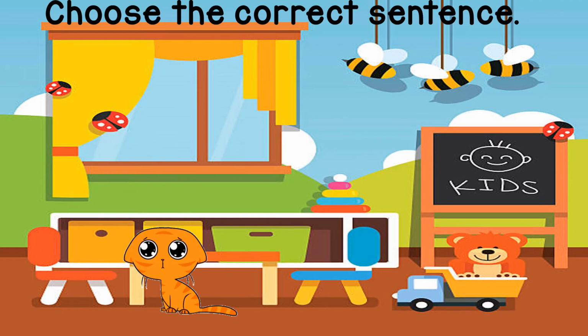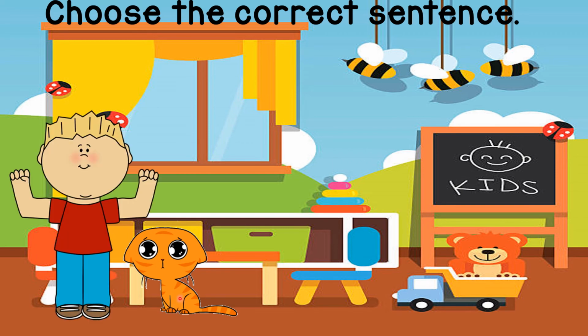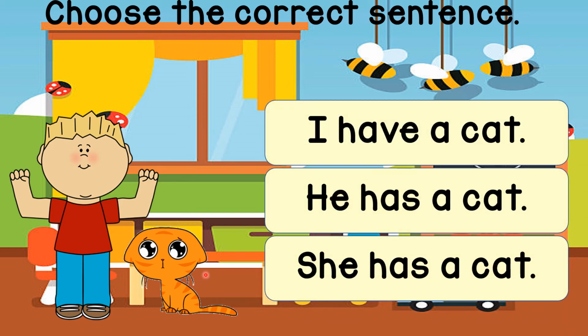Okay, now choose the correct sentence for this one. Can you see here what is it? Yes, it's a cat. But whose cat? Oh, it's the boy's cat. So, which one is the best answer? I have a cat. He has a cat. Or she has a cat. Yes, he has a cat. Okay, good job, class.